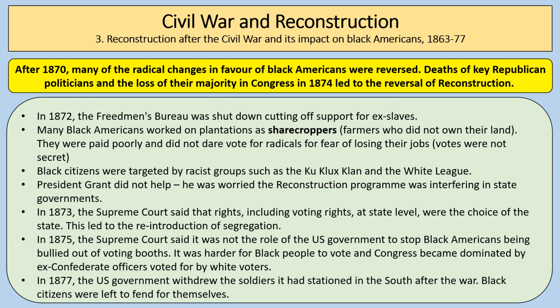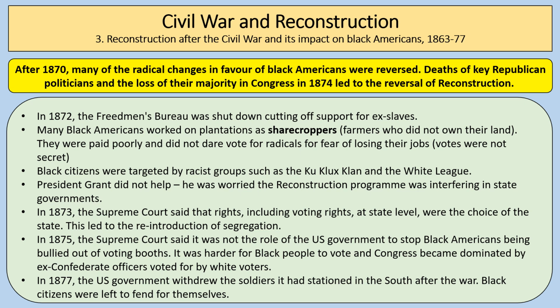Now, after 1870, many of the radical changes in favour of Black Americans were reversed. The deaths of key Republican politicians and the loss of the majority in Congress in 1874 led to the reversal of Reconstruction. So, for example, in 1872, the Freedmen's Bureau was shut down, cutting off support for ex-slaves. Many Black Americans worked on plantations as sharecroppers, which were farmers who did not own their land. They were paid poorly and they did not dare vote for radicals for fear of losing their jobs because votes were not secret. Black citizens were targeted by racist groups such as the Ku Klux Klan and the White League, who were violent towards Black people, carried out things like lynchings, for example, and basically focused on racist ideas.